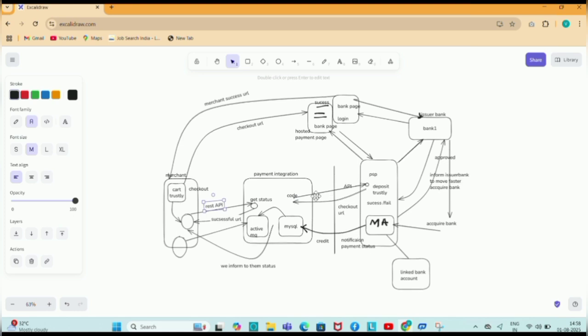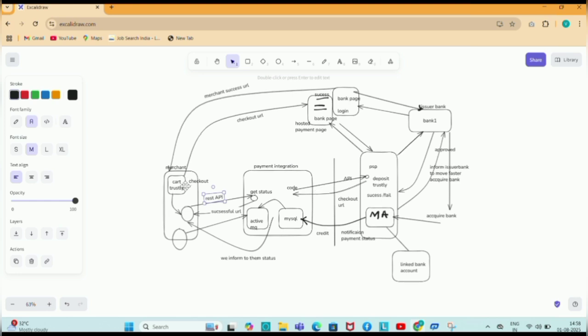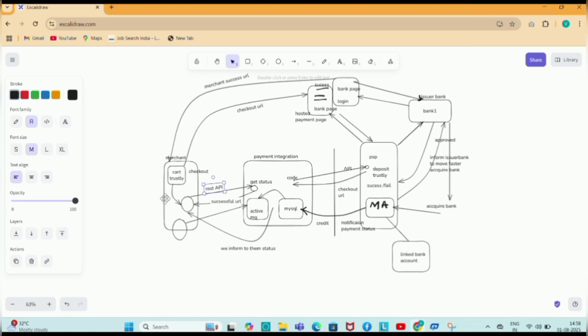The customer goes to the bank page. On this bank page, the customer will log in. So the request goes directly to the bank page. So the bank will approve. So whenever the bank approves, the issuer bank communicates with Trustly via the backend system notification. So it sends a successful or failure message.